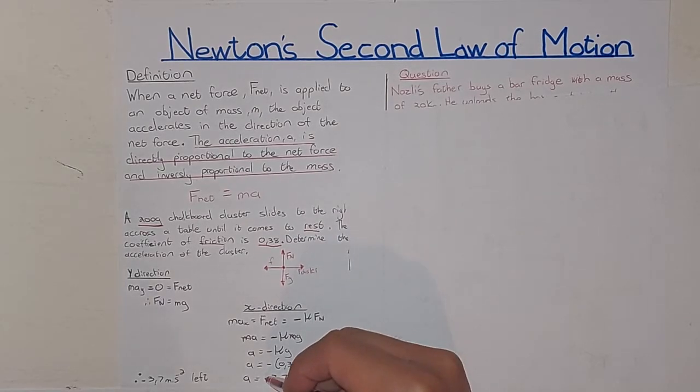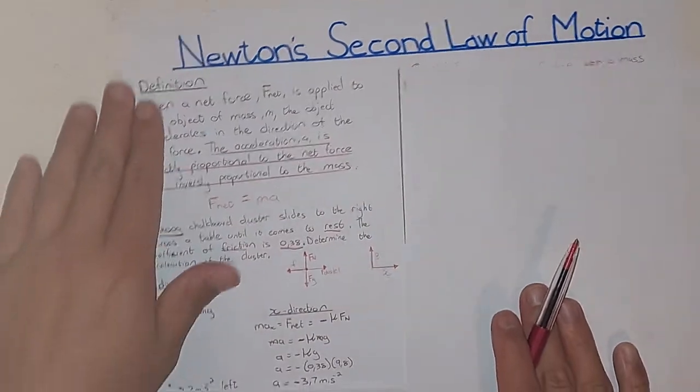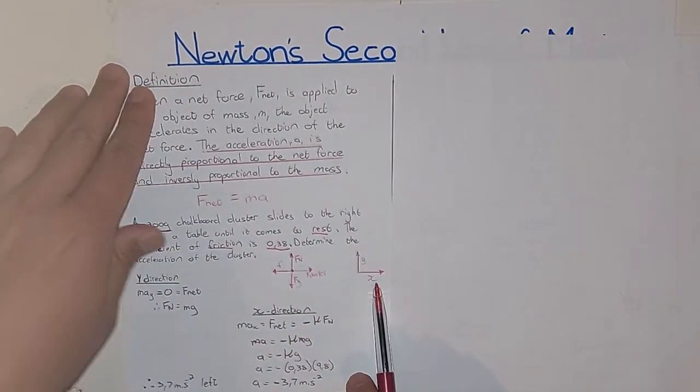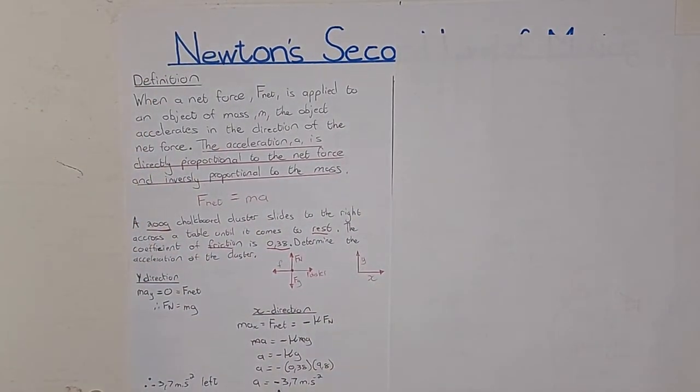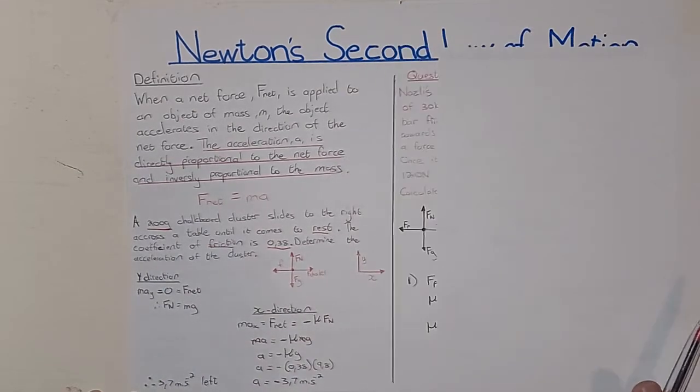Notice that it is a negative, and I have shown you which direction is going to be my positive, which is this x direction. Therefore, I don't write negative 3.7 meters per second squared, but I say 3.7 meters per second squared to the left. I don't have to put the negative sign because I know which way it is decelerating.